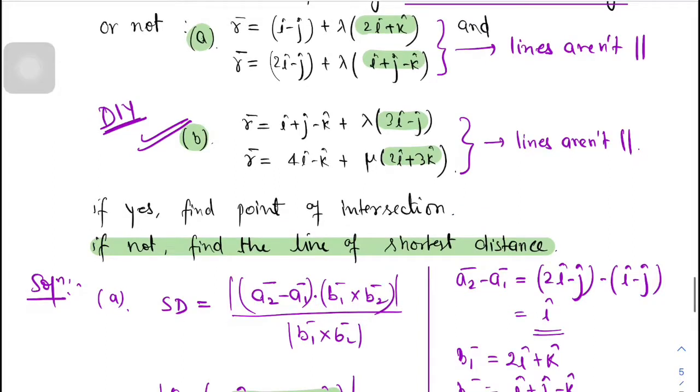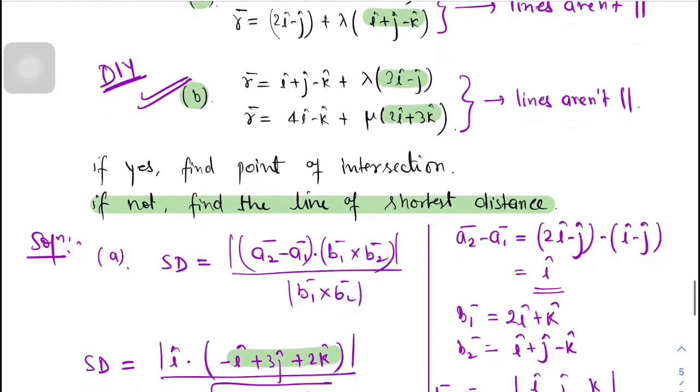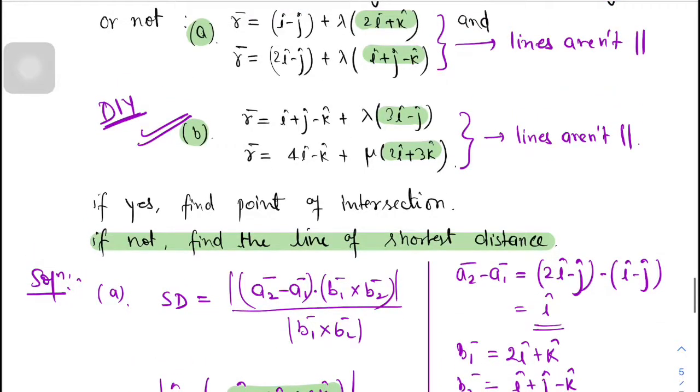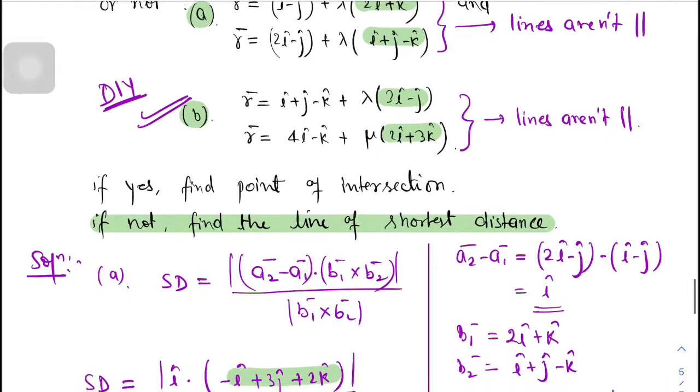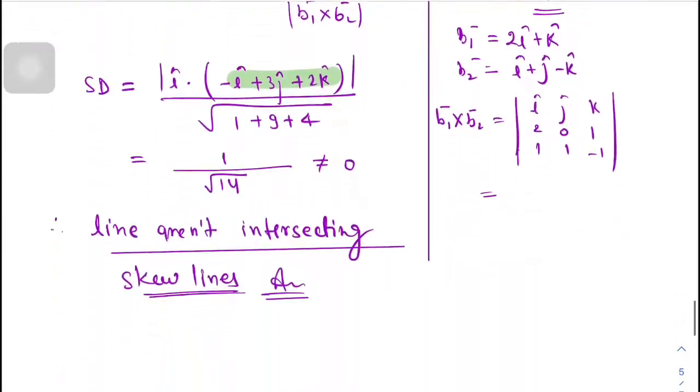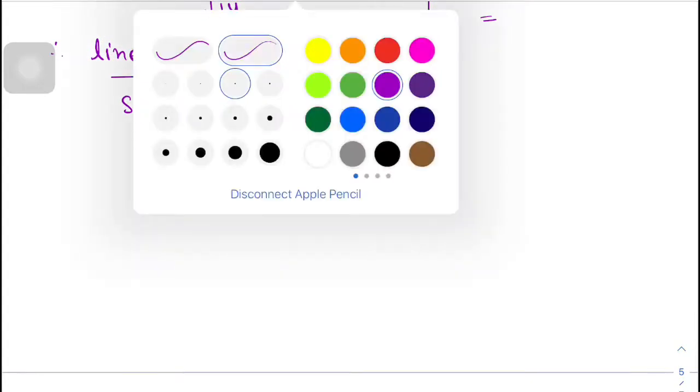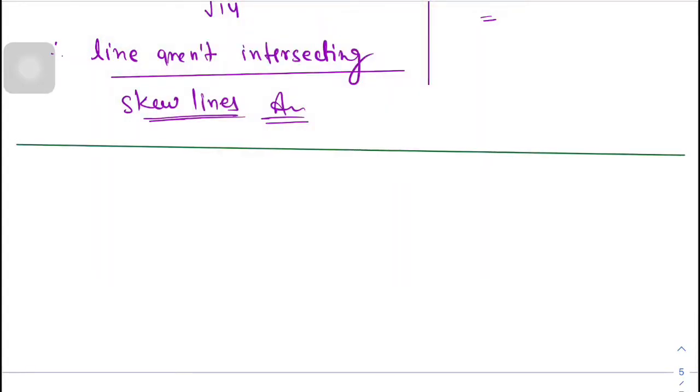In the very first set of lines, we have already seen that the lines are not intersecting. So let us find out the equation of the line along the shortest distance. Let me roughly draw the lines here. Let's say these are the two lines, and this is the line along the shortest distance. We are required to find the equation of this MN line. Let's say this is the first line, this is the second line.